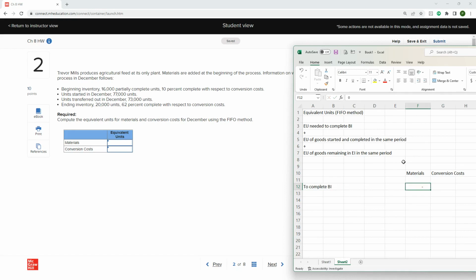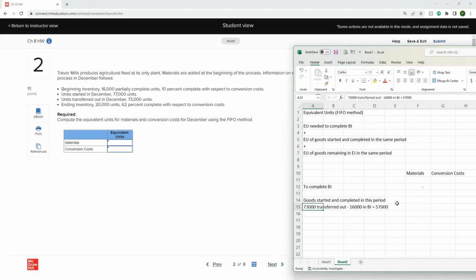Next, the goods started and completed in this period. There's a couple different ways to calculate this number, but one way is to look at the number of units transferred out. So there were 73,000 units transferred out, minus the 16,000 that was in beginning inventory, gives us 57,000 units. So let's go over that again.